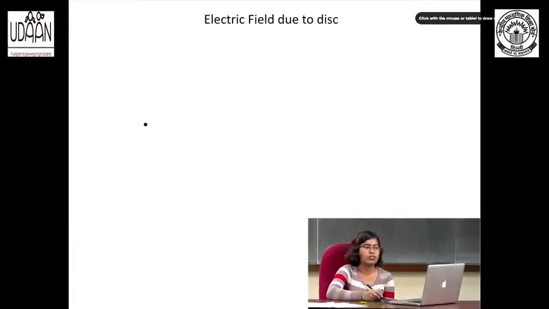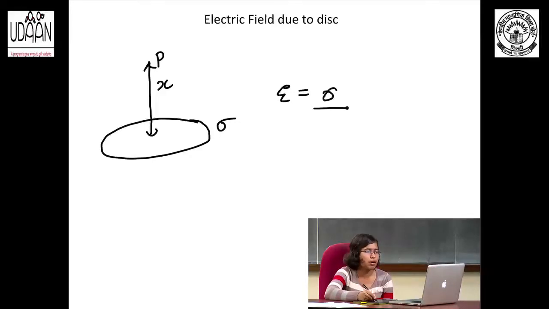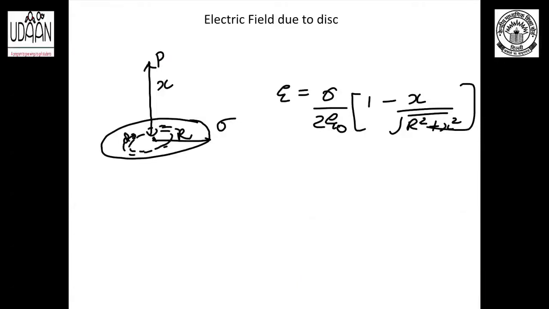Now let us consider electric field due to disk. Suppose we have a disk with the charge density sigma and a point at a distance of x from it. Now the electric field at this point is given by sigma upon 2 epsilon naught into 1 minus x upon under root r square plus x square, where r is the radius of the disk and sigma is the charge density. We can find out this electric field by taking a small element that would be a ring of width dr and then integrating it.